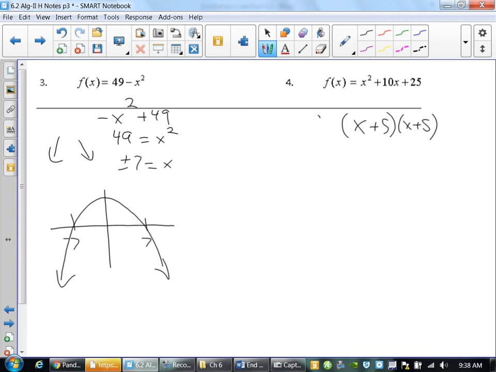Now we talked a little bit about this in terms of what's called a multiplicity. Remember that from yesterday? A multiplicity is actually more of a pre-calc term. It means that the 0 is repeated.